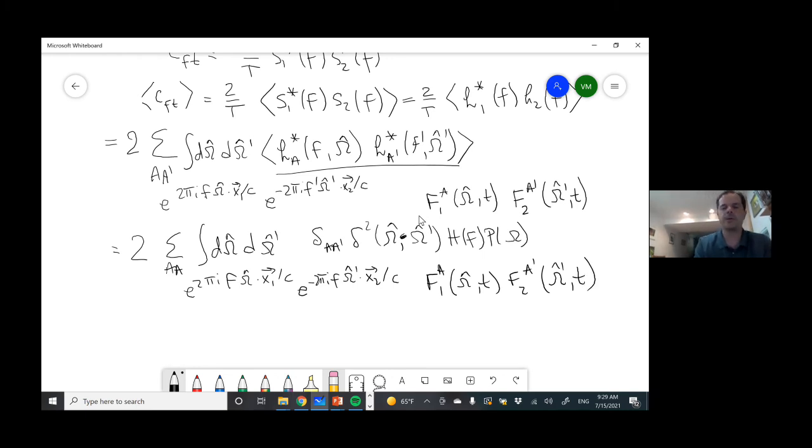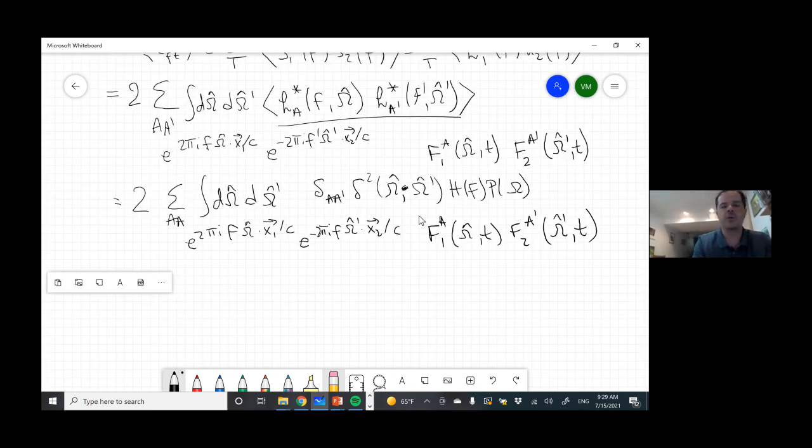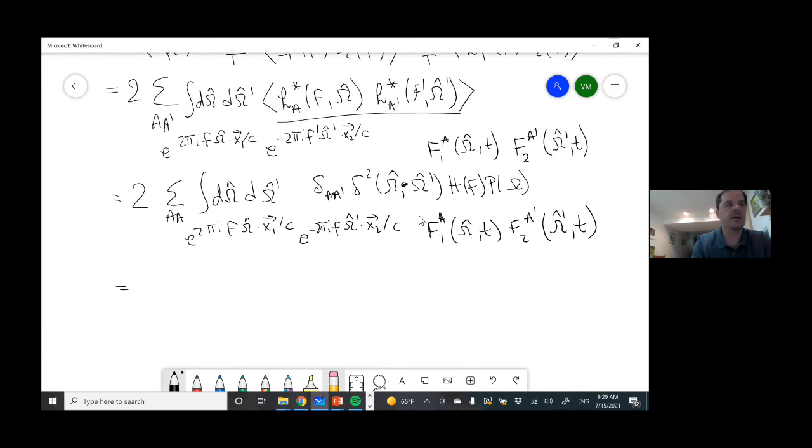Okay, and the delta functions now simplify everything. So we now have a single sum over A. It should be A prime here. So we have a single sum over A, which comes from the delta function in A prime. One of the omega integrals goes away because of the delta function in omega. So now we have just a single integral over omega. And omega prime is forced to be equal to omega.